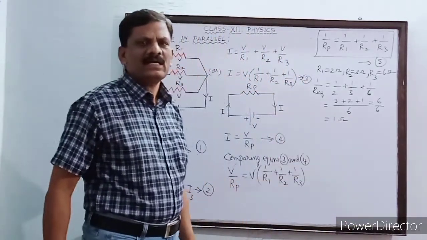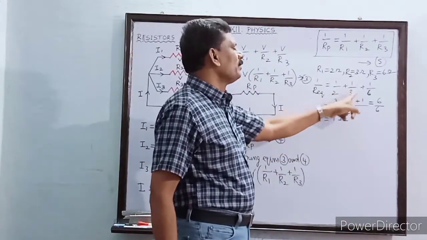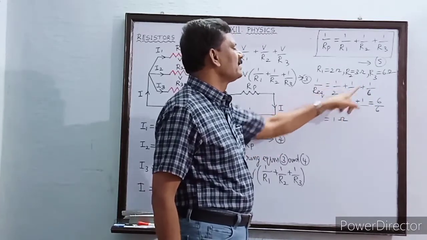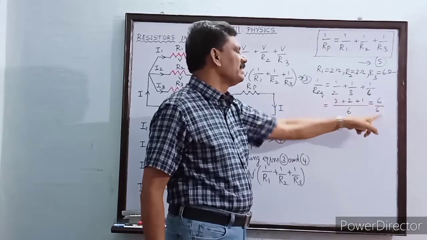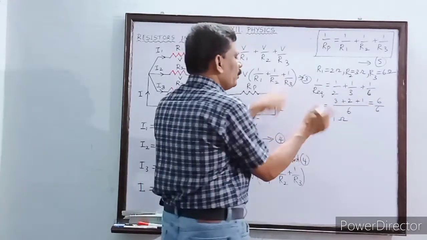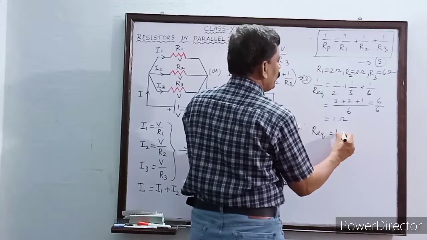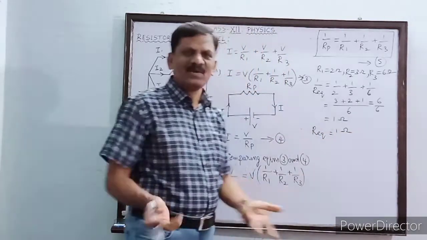Is it right? So 1 by 2 plus 1 by 3 plus 1 by 6 is equal to 3 by 6 plus 2 by 6 plus 1 by 6, that is equal to 6 by 6, which is 1 ohm. Therefore, you take the reciprocal. R equivalent is also equal to 1 ohm only. Reciprocal of 1 is 1 only.